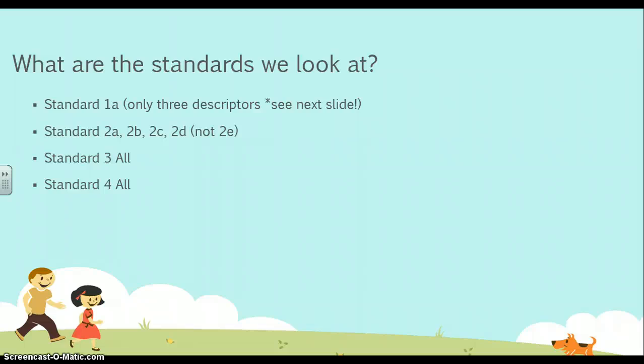Okay, so as you can see here, there are only specific standards that are observed during the peer observation. For standard 1, it's only standard 1A, and you will see on the next slide, there are only 3 descriptors that are included in that part of the evaluation. And then for standard 2, it's all but 2E. Standard 3 and 4, we will be observing and evaluating all indicators within standards 3 and 4.